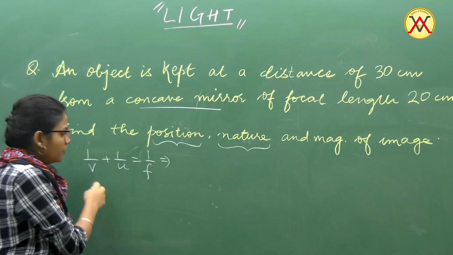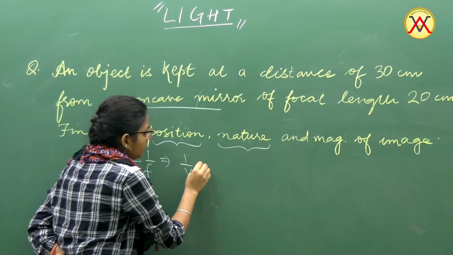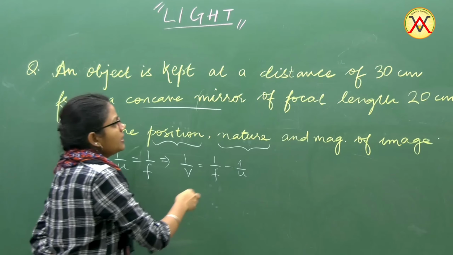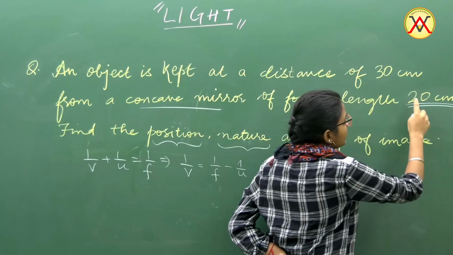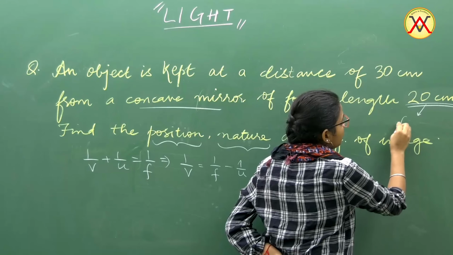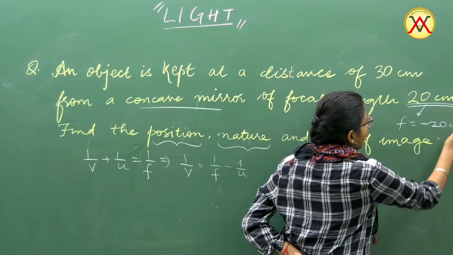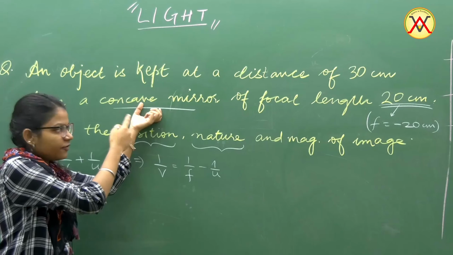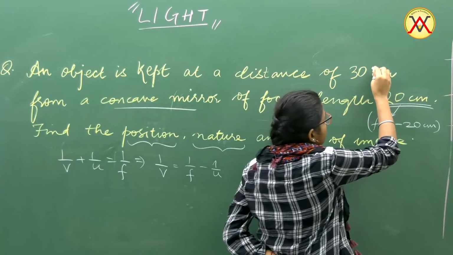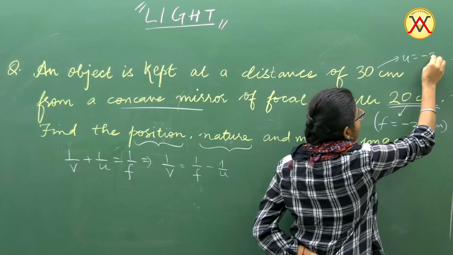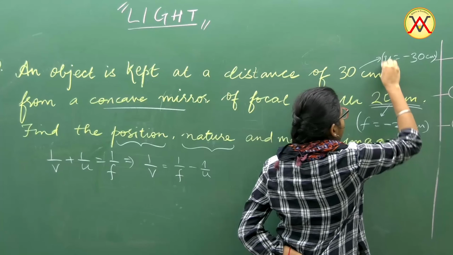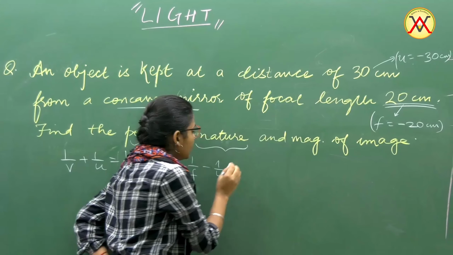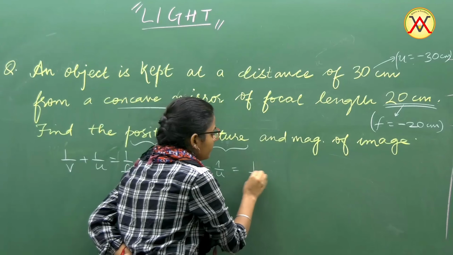We need to find out v. In this case, the focal length to be taken is minus 20 cm. Why minus? Because it is already given in the question that it is a case of a concave mirror. For object distance also, we shall be taking it as minus 30 cm, just like we have already discussed with our sign convention. Alright, let us put the values over here.